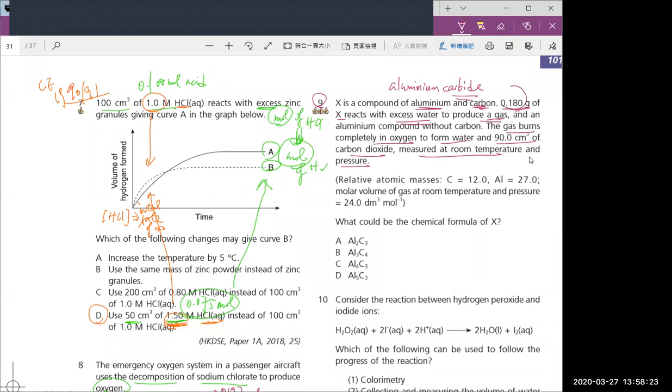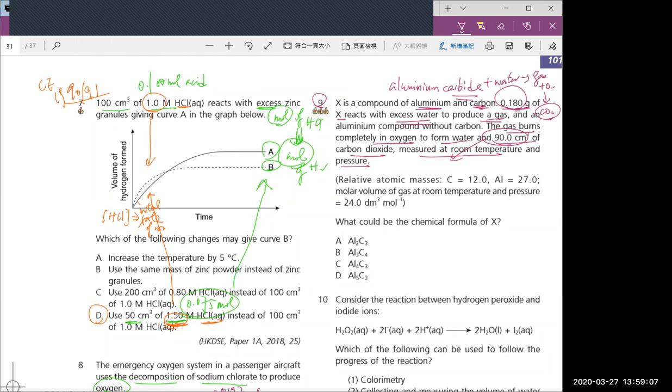So what is the use of these data and this data? First of all, for carbon dioxide, you are going to have aluminum carbide plus water to form an aluminum compound without carbon, and then the gas burns completely in oxygen to form water and carbon dioxide. So a gas, but I still don't know what the gas is, and then O2 to form CO2, right? It seems that there are two equations. The first one is with water to form a gas, while the gas will burn completely in oxygen to form another gas, CO2.